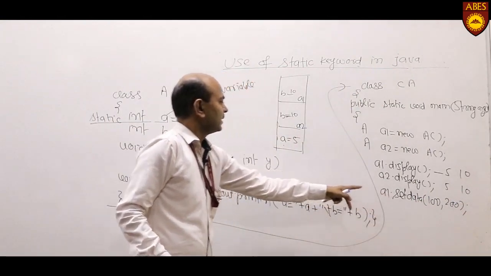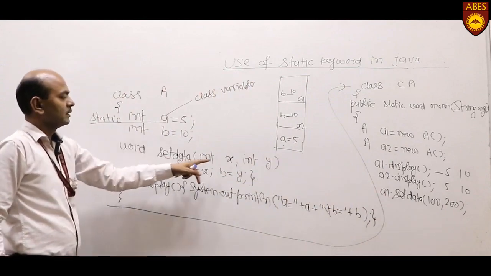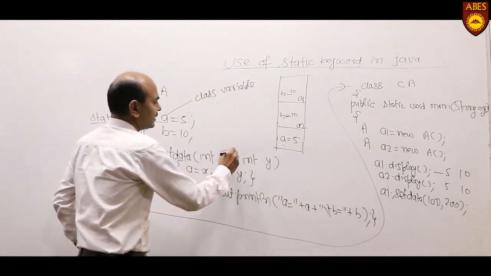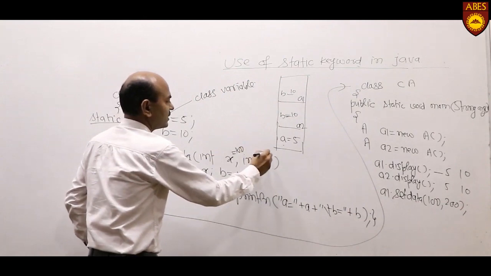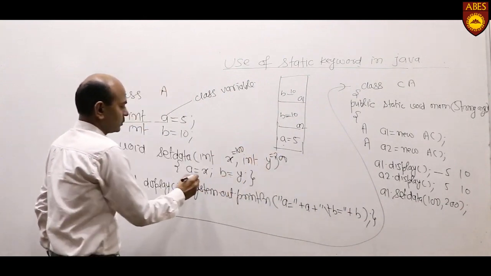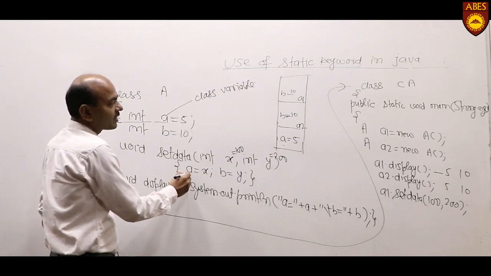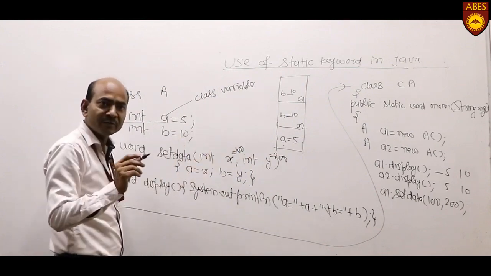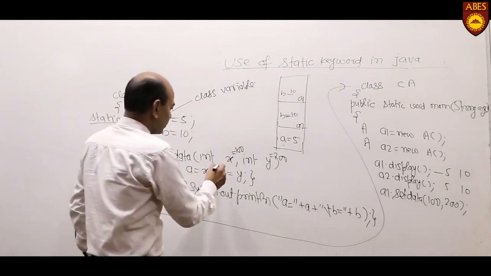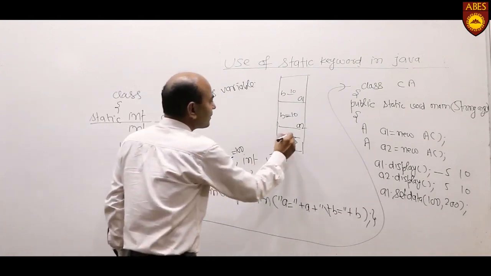a1.display, a1.setData, so the values 100 and 200 will be assigned here. So what is a? A is a variable of the class, not a variable of a1 or a2.